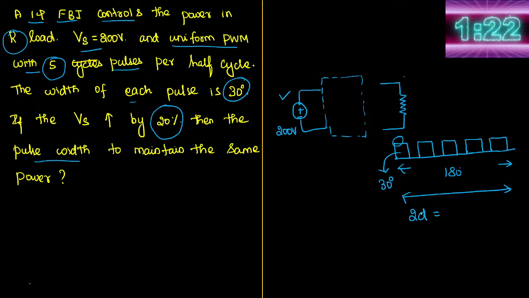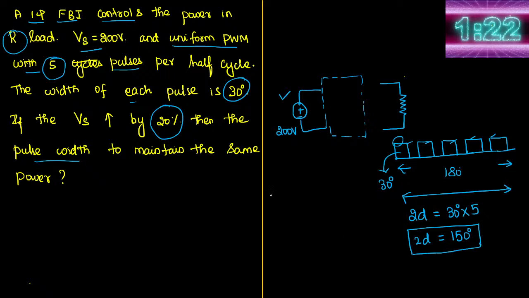That will be equal to pulse width of one pulse into number of pulses. Totally we have 1, 2, 3, 4, 5 pulses. If one pulse is having 30 degree, then the total pulse width in one half cycle will become 150 degree. First conclusion from this we can make. Okay sir, this is the case number 1.